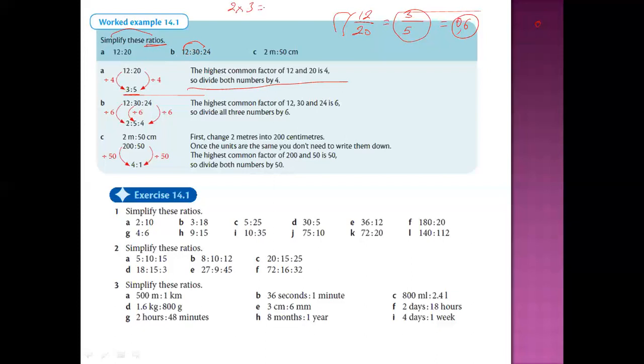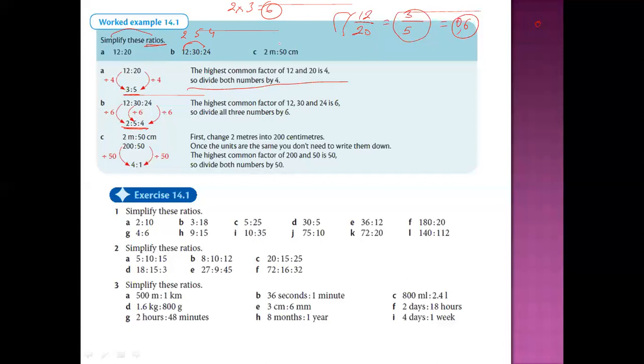2 times 3 is equal to 6. Therefore, the highest common factor of these 3 numbers is 6. So let's do it. 12 divided by 6 is 2, 5, and 4. Yes, the highest common factor of 12, 30, and 24 is 6. So divide all 3 numbers by 6, and they will get 2, 5, 4.